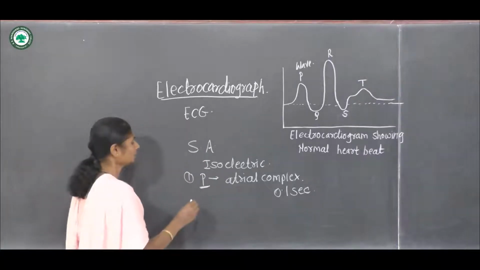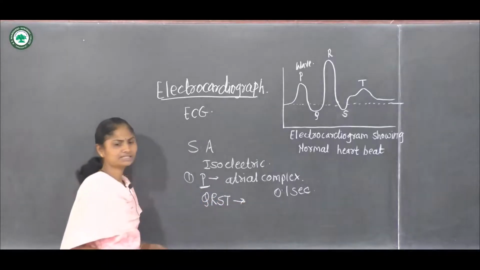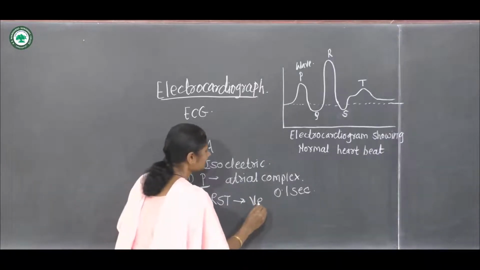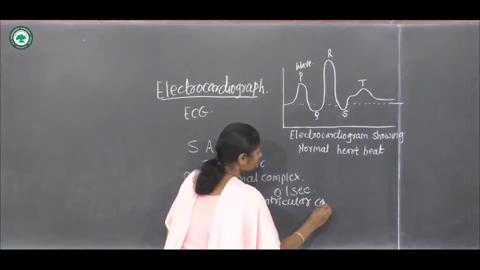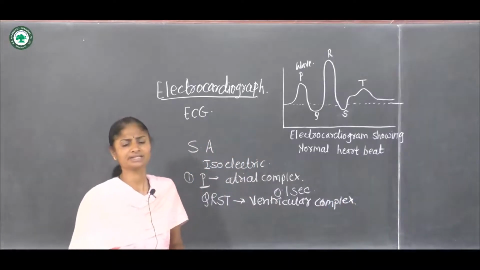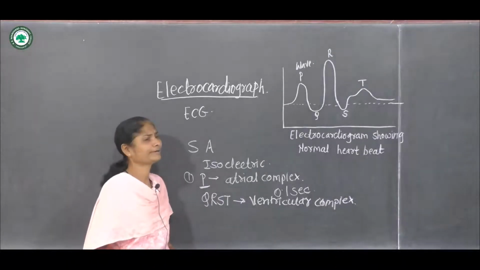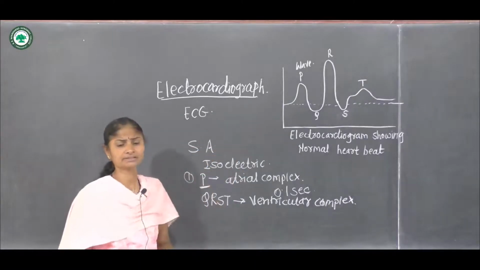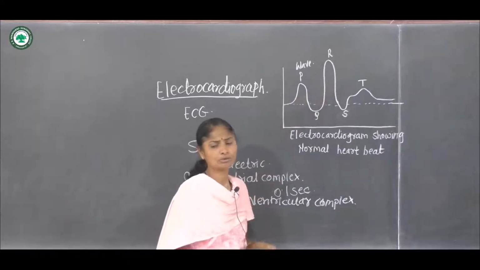The next waves are Q, R, S and T, which are also called the ventricular complex. These 4 waves are caused by ventricular activity: Q, R, S and T waves are caused by the ventricular activity. So they are called the ventricular complex.